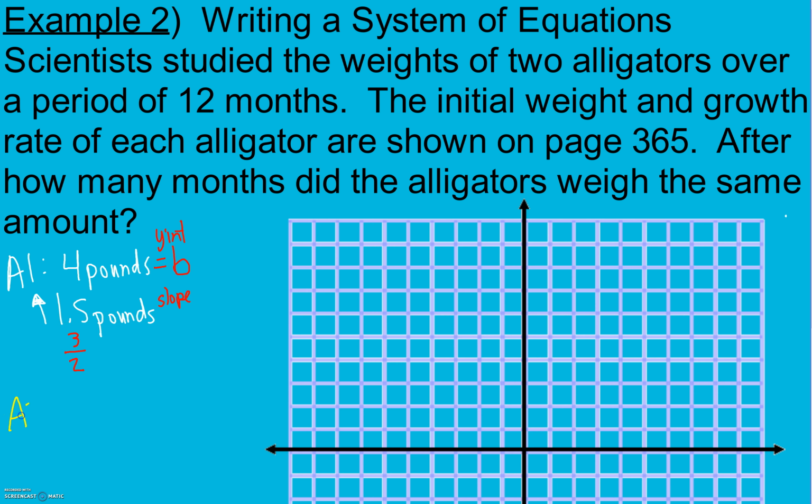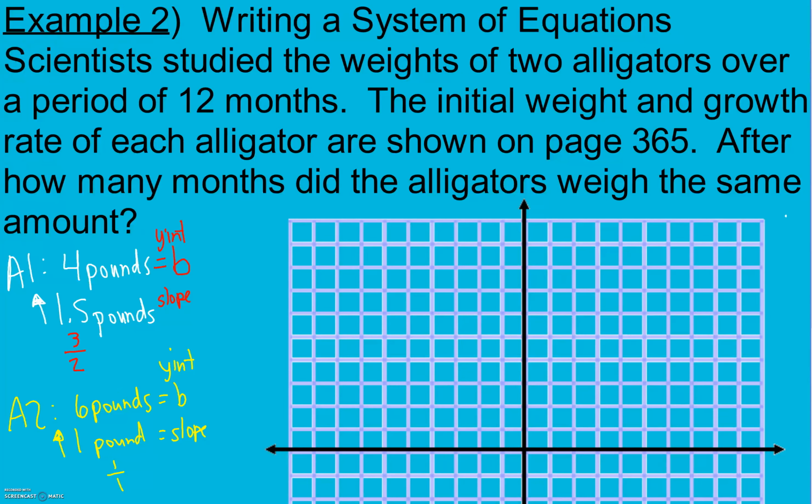For alligator 2, it tells us that when it was born, it was 6 pounds. Remember, that's our y-intercept, our B value, where we begin. And every month it increases 1 pound. And that is our slope. And again, we write slope, if it's a whole number, as over 1.